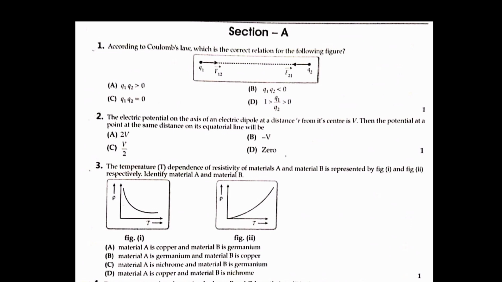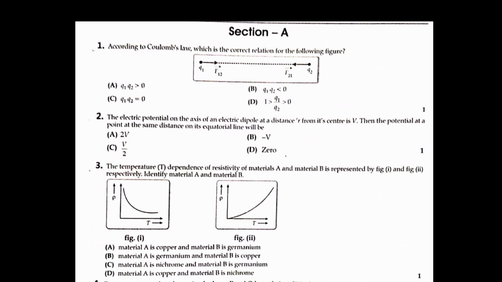The first question is, according to Coulomb's law, which is the correct relation for the following figure? So here we can see a figure, and according to Coulomb's law, which option is correct for the figure? So that we have to find. Here we can see two charges, Q1 and Q2, and two forces, F12 and F21. F12 means the force acting on the first charge Q1 due to Q2, and F21 is the force on Q2 due to Q1, and we can see that both are attracting each other. That means F12 and F21 are attracting each other.